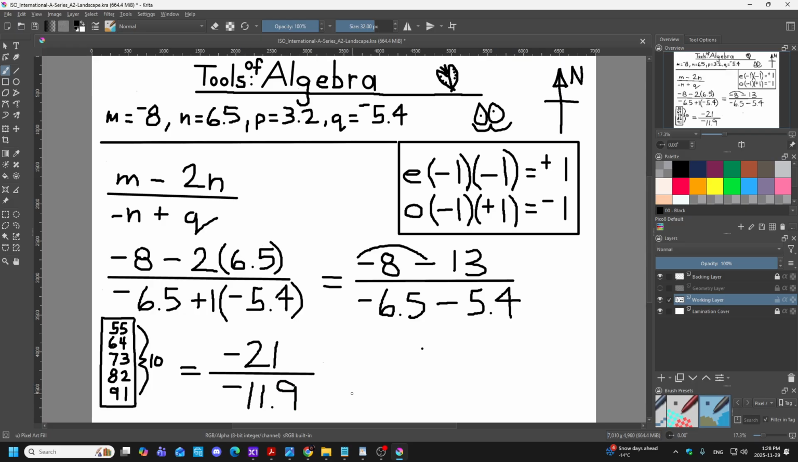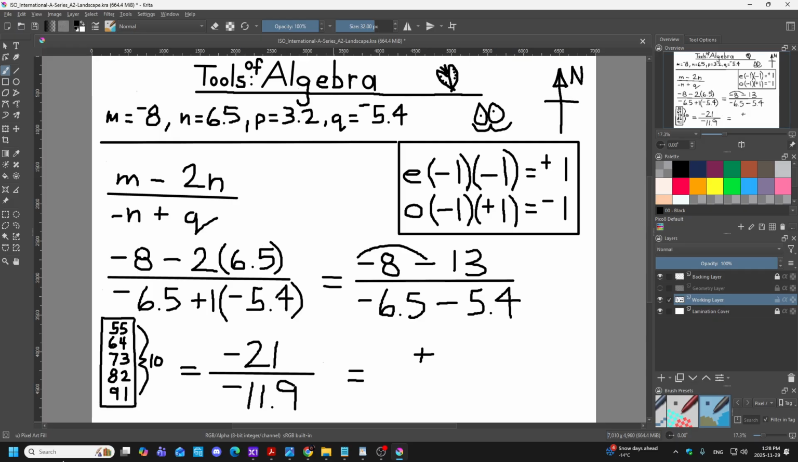Now we have a whole number being divided by a decimal value. So we have to work it out mathematically, right? We can't really keep that as a fraction, is what I'm trying to get at. So looking at this, again, same rules. A negative times a negative gives us a positive. In turn, also, a negative divided by a negative will give us a positive.